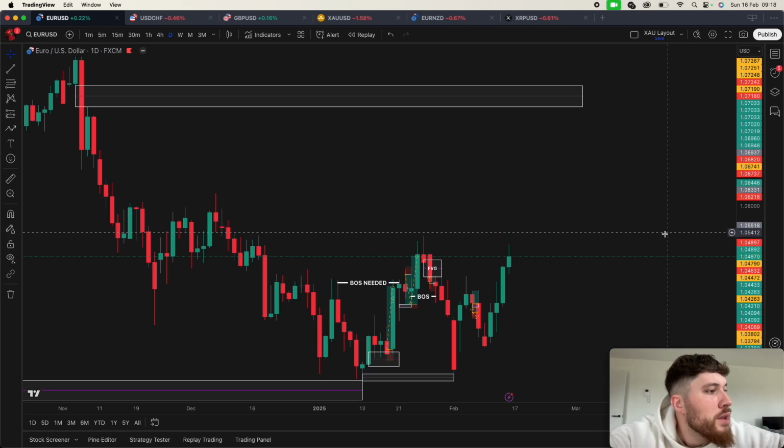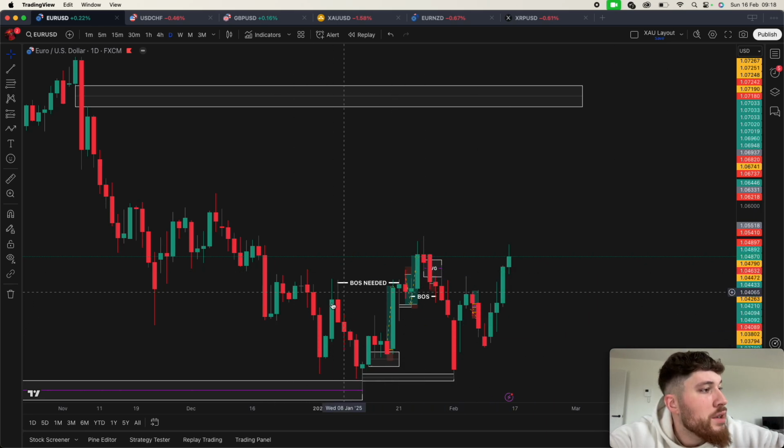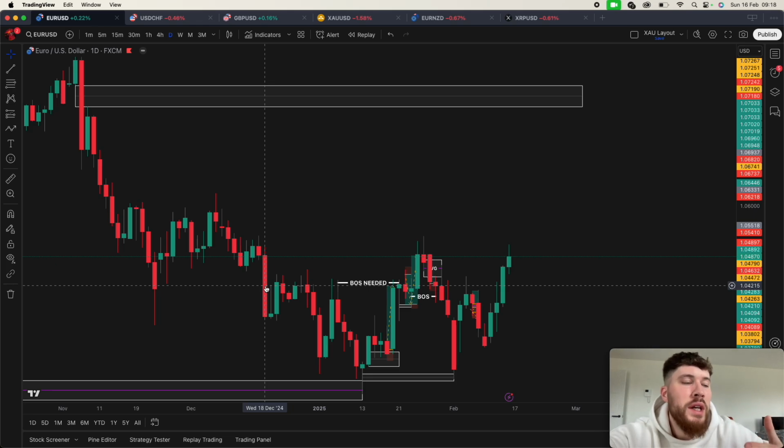Now, an accumulation is where supply is removed from the market and demand is introduced. And what we tend to witness is a range in market. The difference between an accumulation and a distribution is an accumulation usually happens after a down move, which then encourages an up move. A distribution is the opposite. So it's usually after an up move, it distributes, it then usually produces a down move.